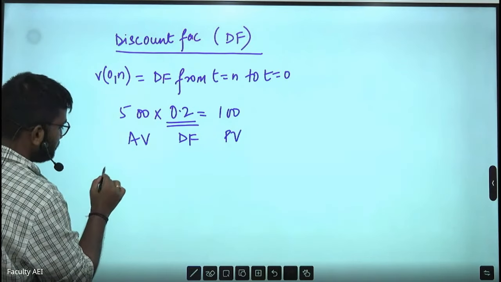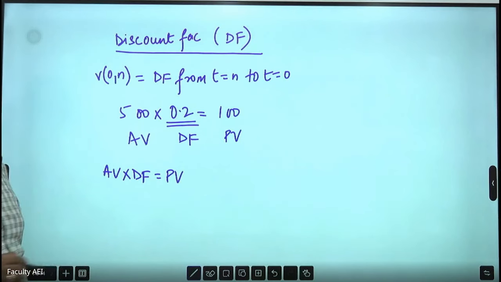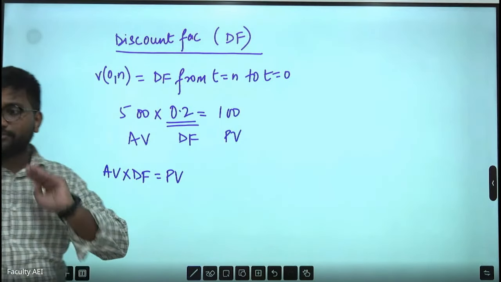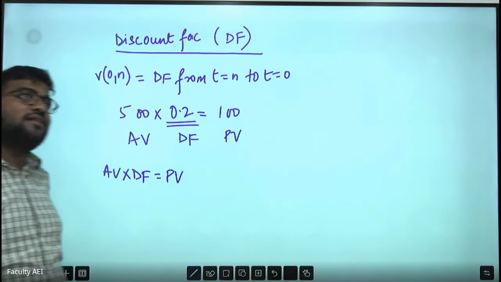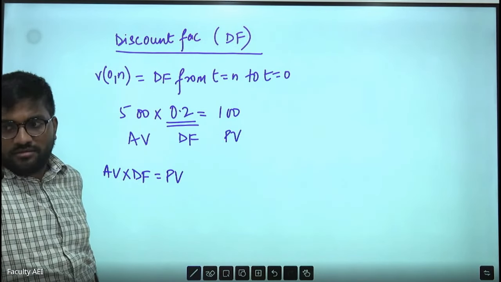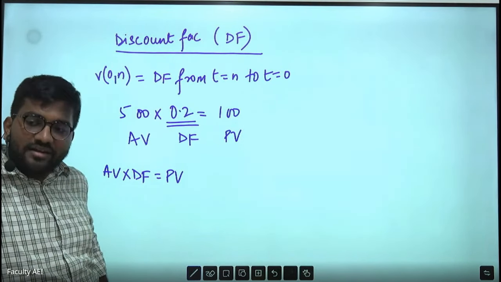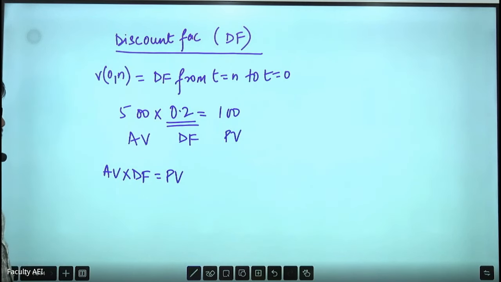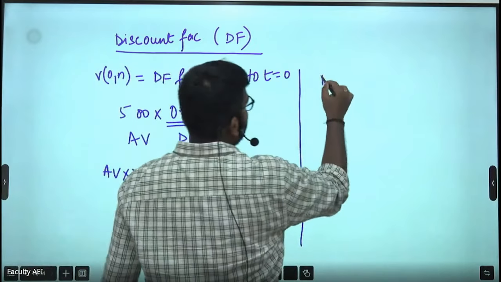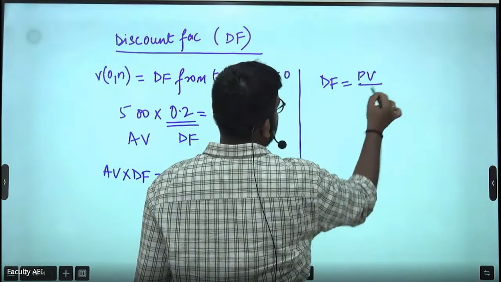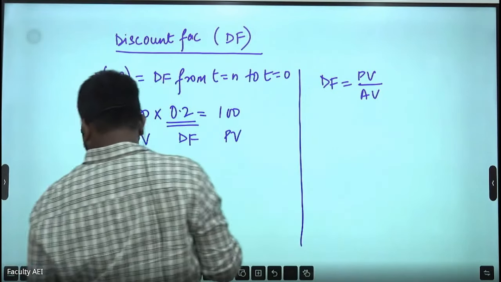So accumulated value into discounting factor is what? Present value. Okay. N is year. And N you can think in broad sense as number of periods. So it can be number of quarters, number of months, but here we are treating N as standard number of years. Okay. So discounting factor is what? Present value by accumulated value.